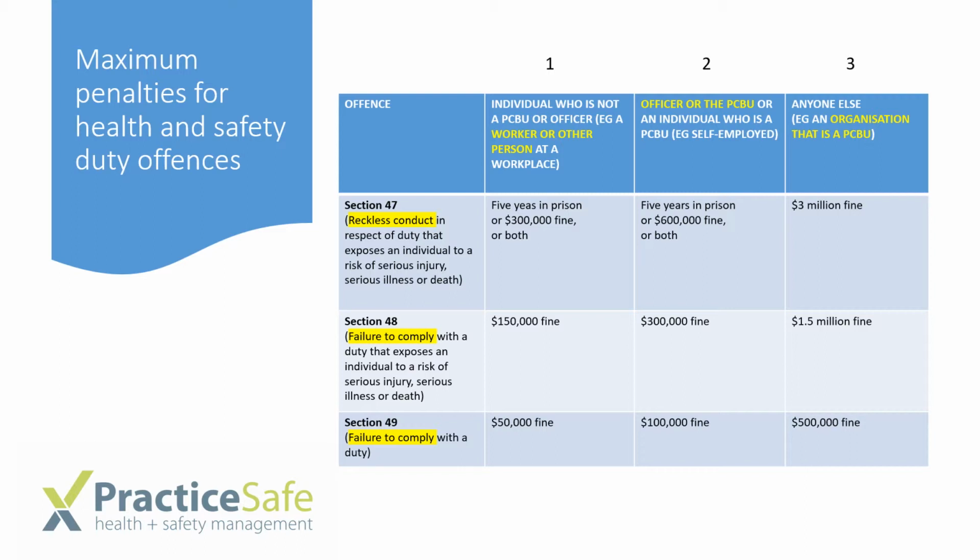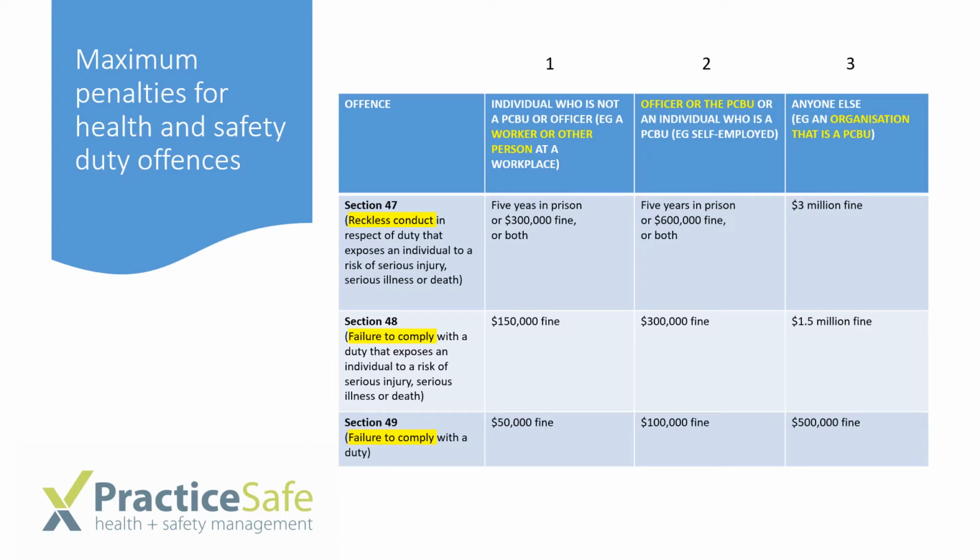The offences, key phrases are highlighted, and the prosecution must prove all of these beyond reasonable doubt. So let's look at the first one, reckless conduct, exposing an individual to risk of serious injury, illness or death. Here, the offender was aware their actions may cause risks, but did it anyway, failing to comply with the duty. This is the most serious offence and carries the highest penalties.